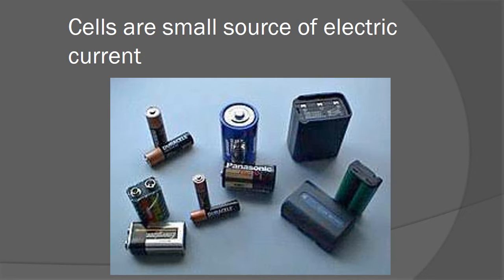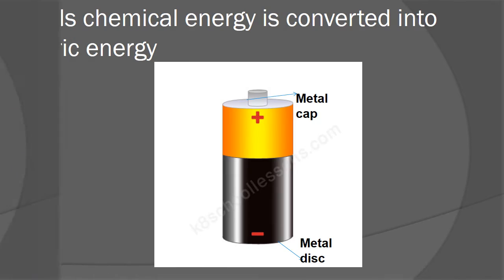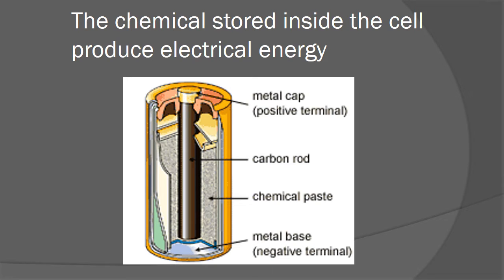Cells are a small source of electric current. In cells, chemical energy is converted into electric energy. The electric cell has a small metal cap on one side and a metal disc on the other side. The metal cap is the positive terminal and the metal disc is the negative terminal. The chemical stored inside the cell produces electrical energy. When the stored chemical gets exhausted, electricity is not produced and the cell stops working.